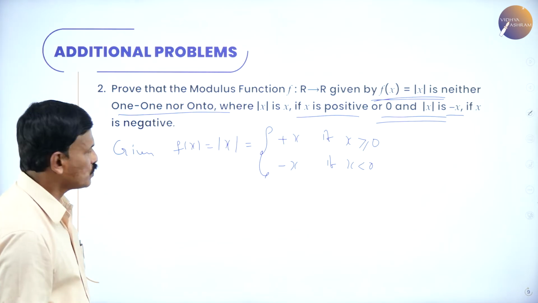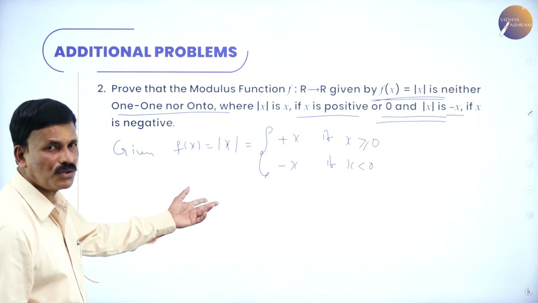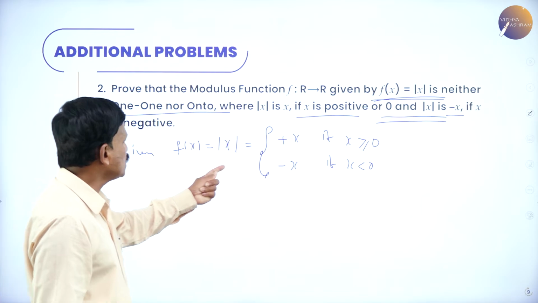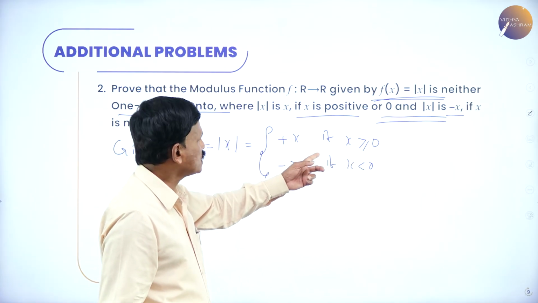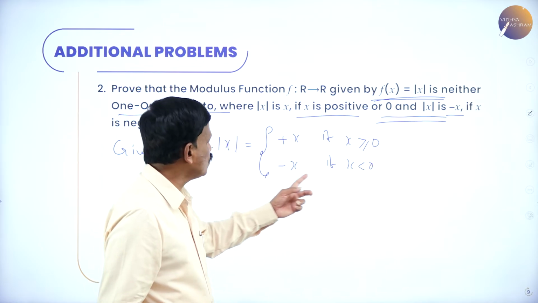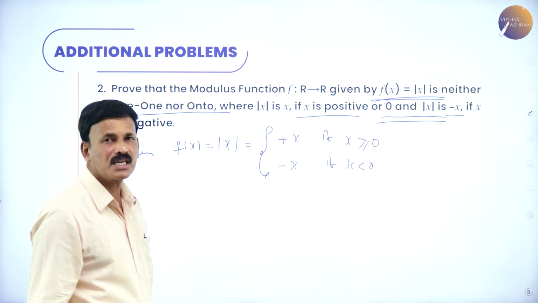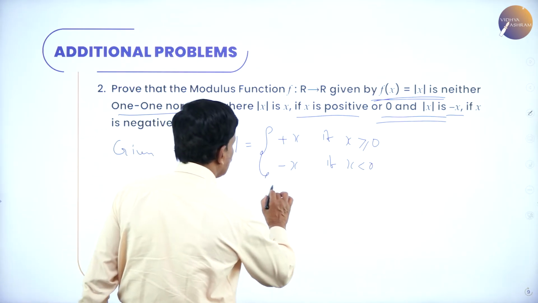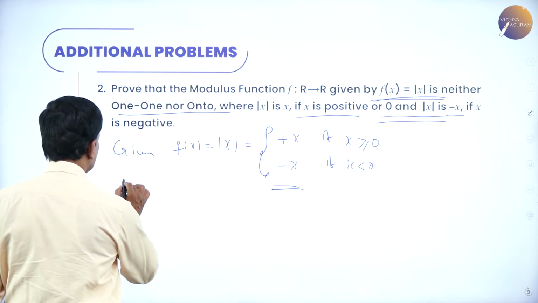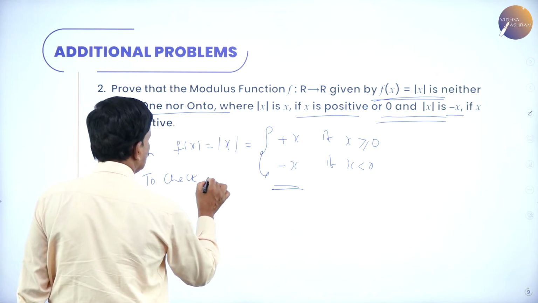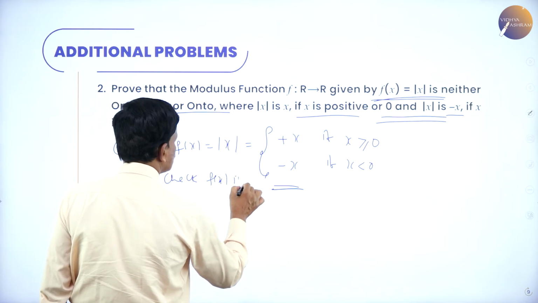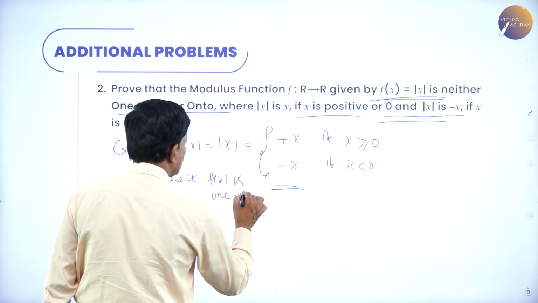f of x is equal to mod x, the modulus function. You know the modulus function: it is x if x is greater than or equal to 0, and minus x if x is less than 0. Now to verify whether this is one-one and onto. First, to check whether f of x is a one-one function.